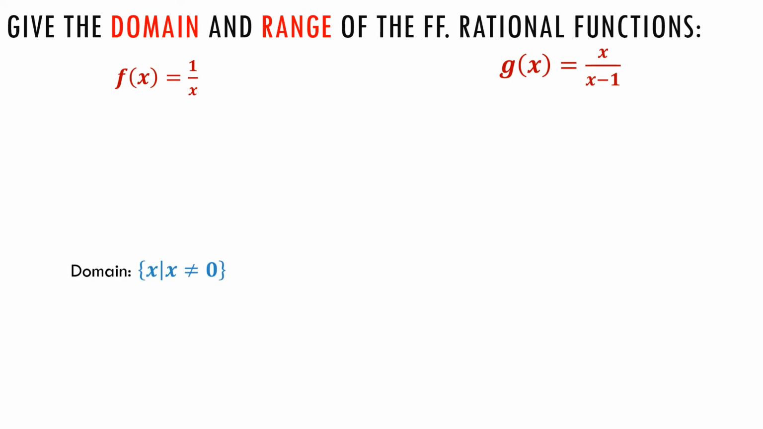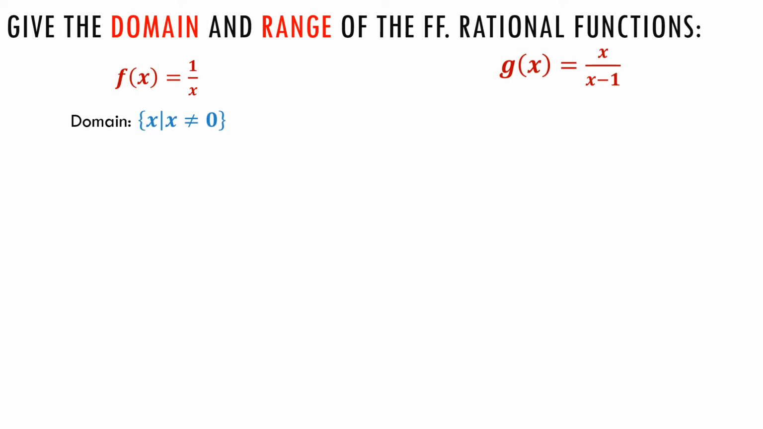So therefore, the domain is the set of all x such that x is not equal to 0 or all real numbers except 0. Bakit hindi pwede ang 0? Kasi magiging undefined ang rational function na ito. How about the range? To find the range, first, kunin muna natin ang inverse ng rational function na to.